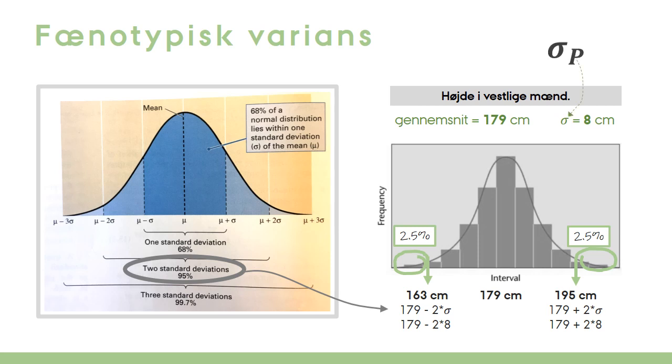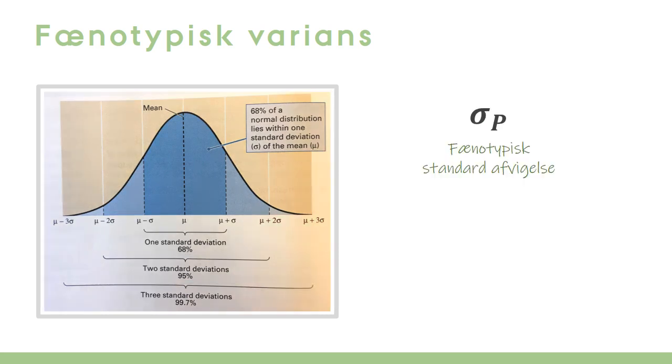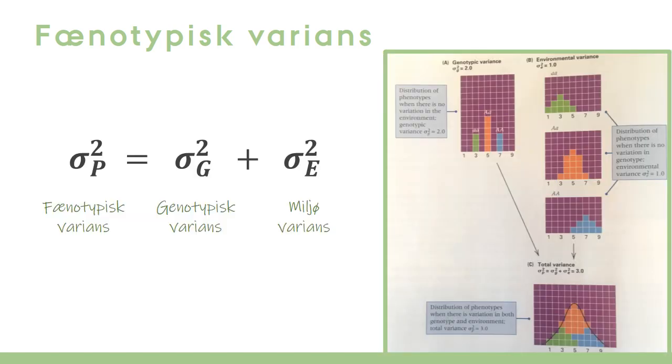Now this symbol over here, this sigma, is our phenotypic standard deviation. And let's go a little bit more into that. Our phenotypic standard deviation, if we square it, we get the phenotypic variance. This phenotypic variance consists of the genetic variance and the environmental variance, and you find it simply by adding those two together.